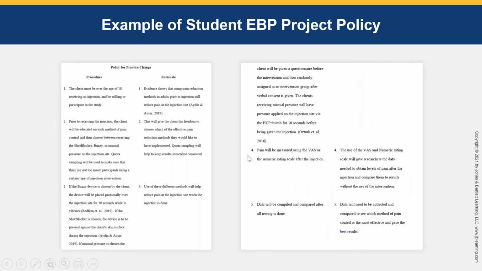So here's an example of one team's policy change. This one goes back to the idea of reducing injection pain. They have a plan here where patients get to pick what they want to do, because they found that the Buzzy, the manual pressure, and the ShotBlocker were all 3 equally effective at reducing pain. So they're giving patients a choice, and then they measure their pain. You can see that this runs 1 to 2 pages.